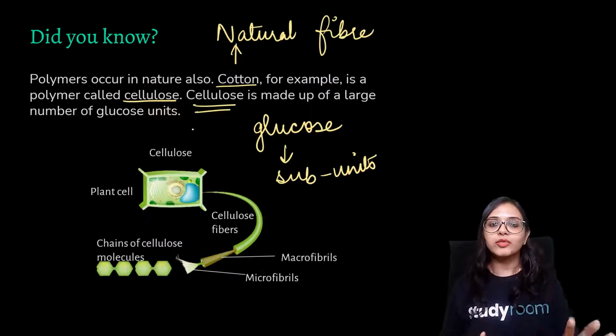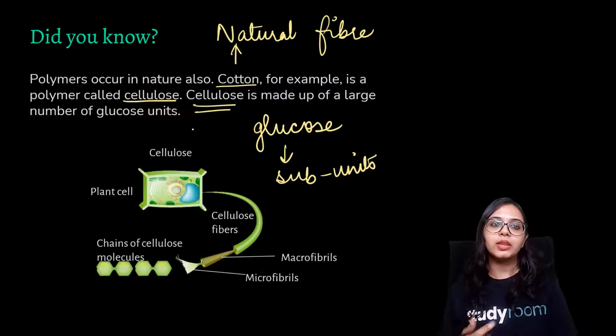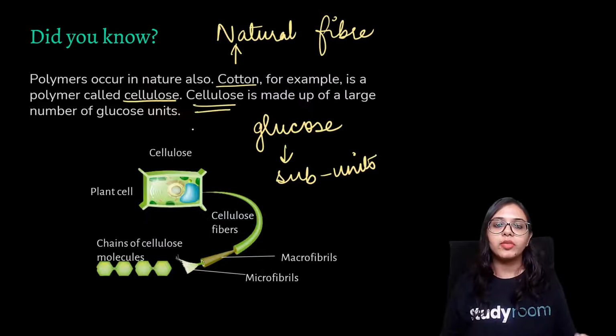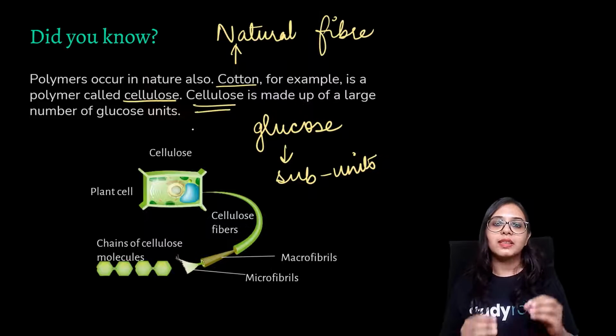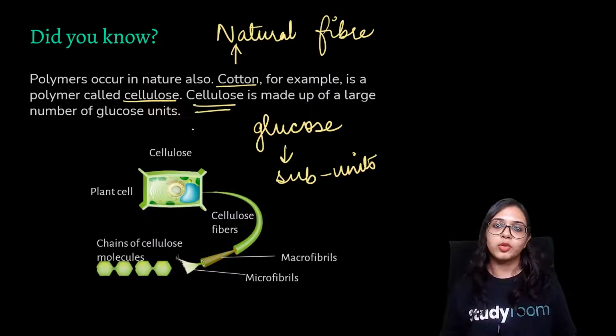So just focus on the definition of the word polymer, then you'll understand why, even though cotton is a natural fiber, we are calling it a polymer: because cotton is made up of cellulose, and cellulose is made up of smaller subunits of glucose.